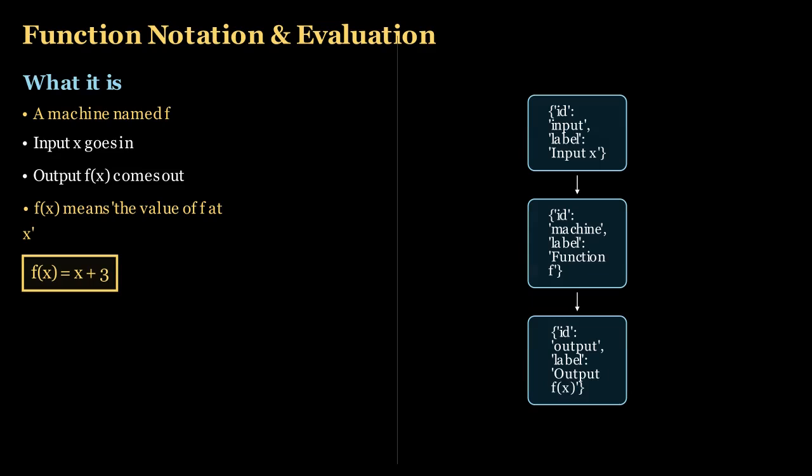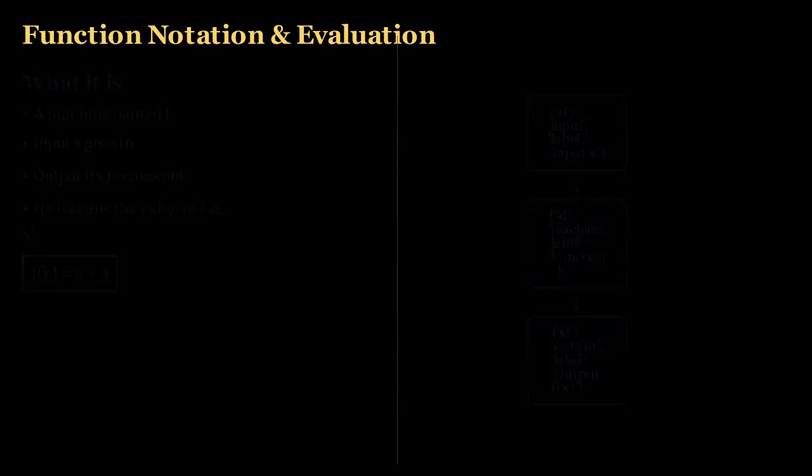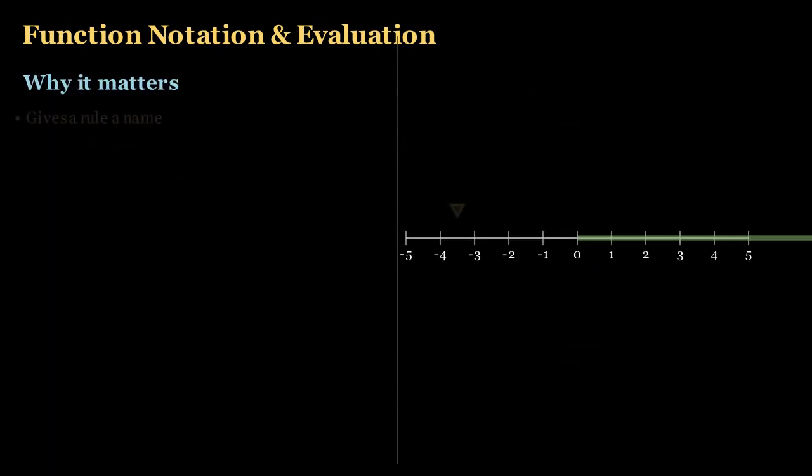The parentheses don't mean multiplication here. They are like the slot where you drop the input in. So f of x is just a short way of saying the output you get when you put x into the machine named f. Without a name, a rule like add 3 is just a sentence. Giving it a name, like f, lets us talk about it precisely.